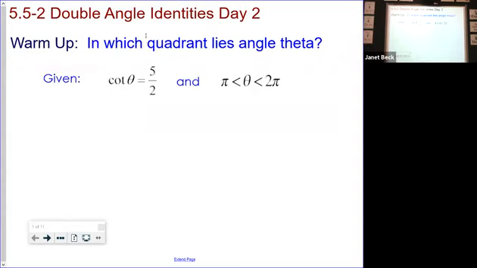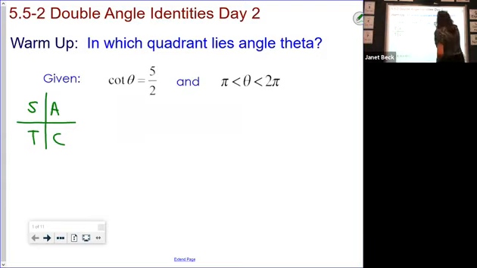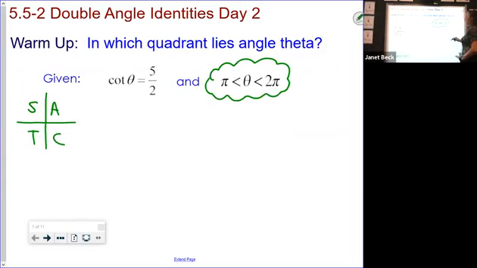Okay, so for this warm-up, all you need to do is work out which quadrant your angle lies in. Remember that all trig functions are positive in 2 quadrants and negative in 2 quadrants. If you want, you can use this: "All Students Take Calculus", or you can just do it by considering where x's and y's are positive and negative. So this piece of information here tells us 2 quadrants.